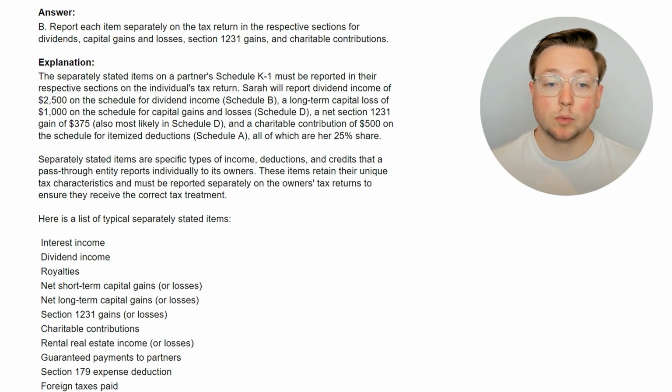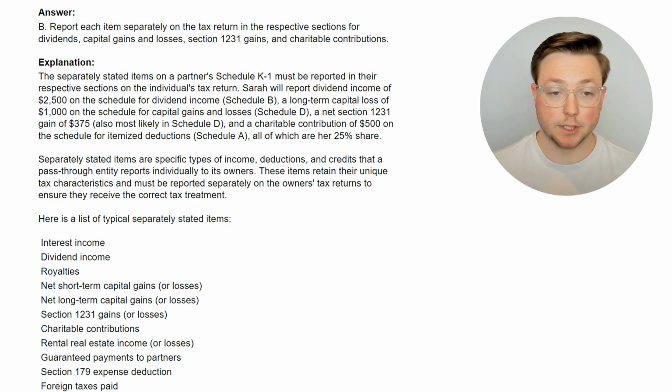All right, so the answer would have been report each item separately on the tax return in the respective sections for dividends, capital gains and losses, section 1231 gains, and charitable contributions. Okay, here's the explanation. The separately stated items on a partner's Schedule K1 must be reported in their respective sections on the individual's tax return.